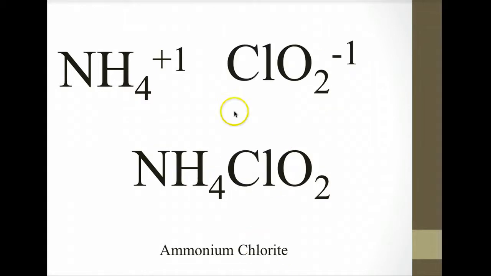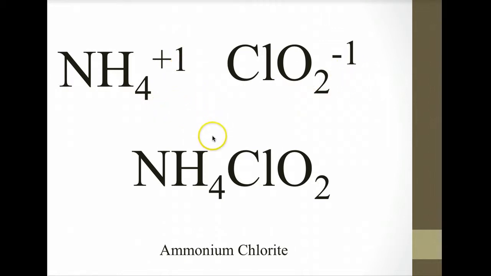Now, 2 polyatomic ions can bond to each other. So we have ammonium here with the +1, and again we're going to use our example of chlorite with a -1. So when we try to get the correct formula, we're going to crisscross these. So we need 1 chlorite to bond with 1 ammonium.